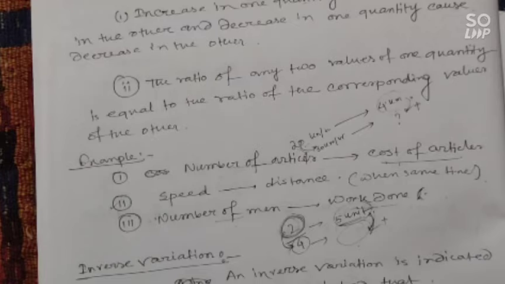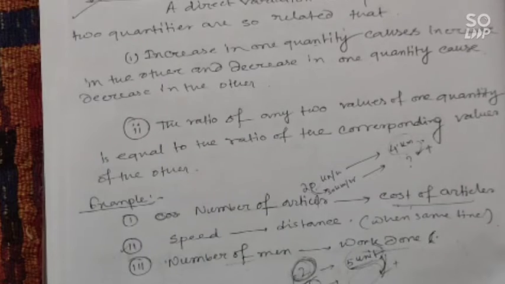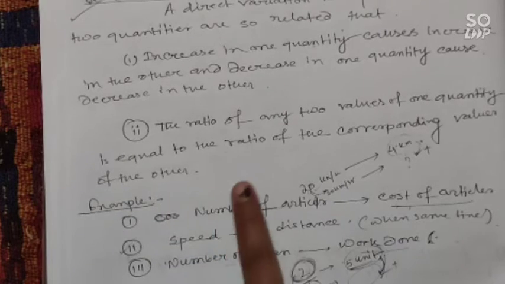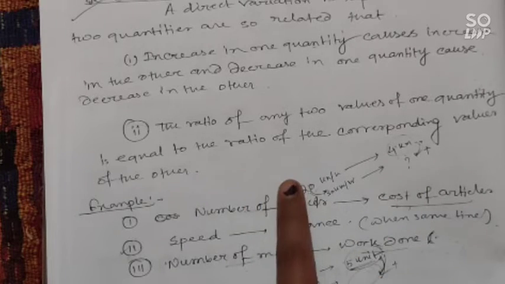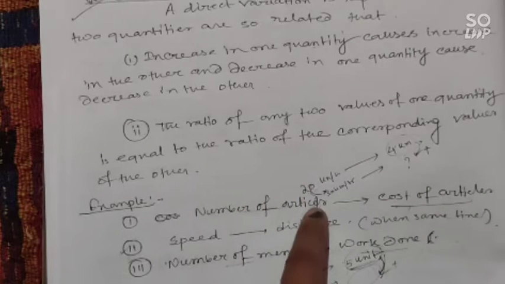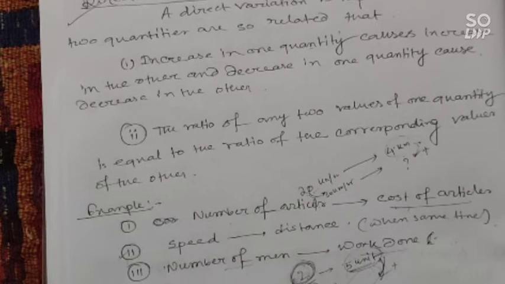So in direct variation, when one quantity increases, then the other quantity also increases, and when one quantity decreases, then the other quantity also decreases. That is called direct variation. So in direct variation, the ratio of any two values of one quantity is equal to the ratio of the corresponding values of the other. That means number of articles and cost of articles are in direct variation. So the ratio of two values of number of articles is equal to the ratio of two values of cost of articles. Okay.